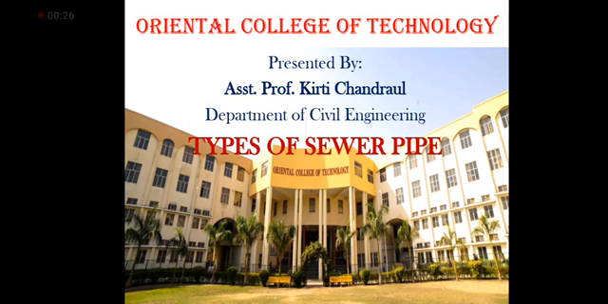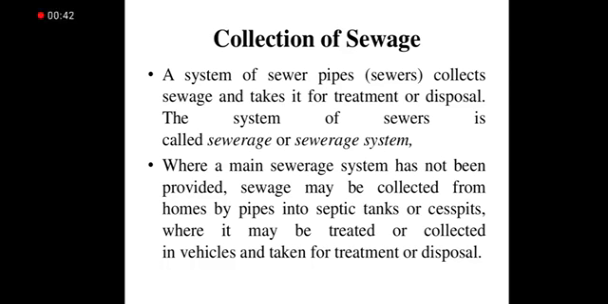What is a sewer pipe actually? When we collect the sewage and pass it to the treatment plant, that conveyance, the collection and transportation, is called a sewer pipe. The way of transporting. So where we use it, how to collect, and what the types are, we are going to discuss in this video.